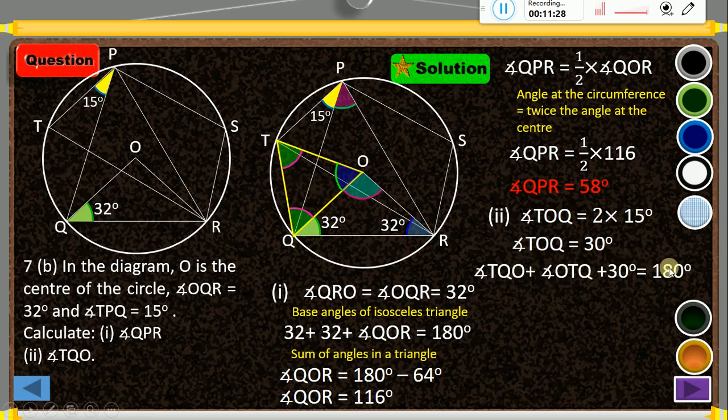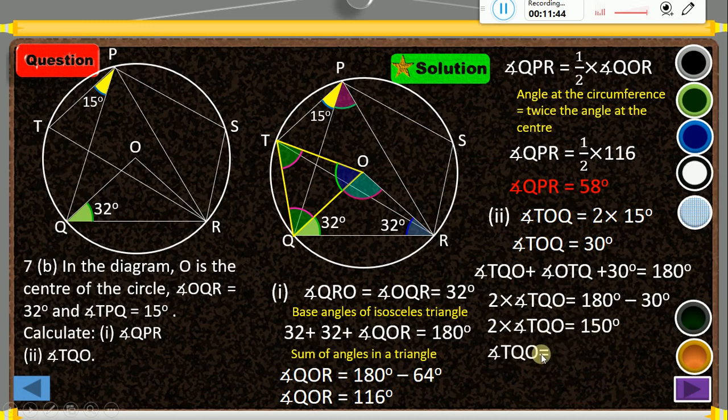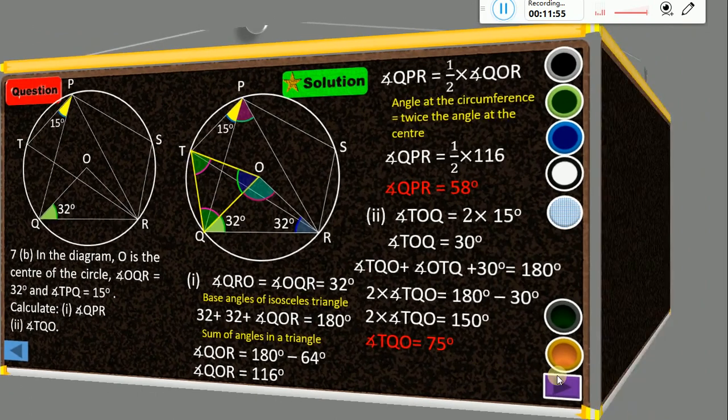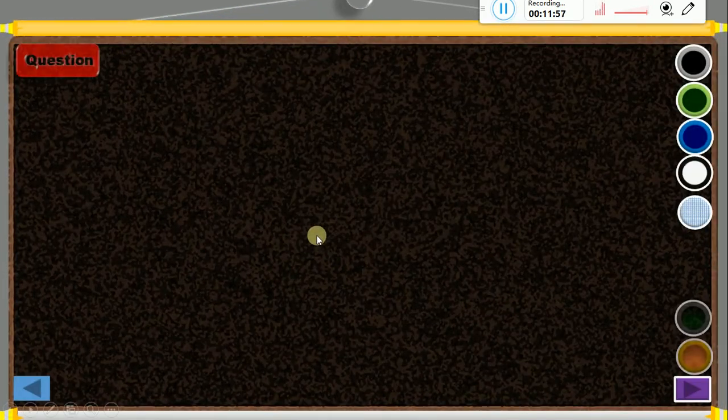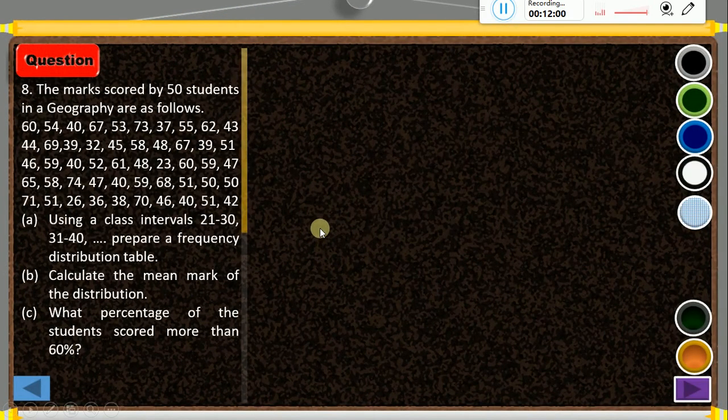So we now add them, and that will give us 180 degrees. So now the two base angles will be equal to 180 minus 30. That's the sum of the two base angles. Simplifying further, the sum of the two base angles will be 150. Then one of them, which we represent as TQO, is equal to half of 150, which is 75 degrees. That gives us the answer to that question. That will take us to the next question in our presentation.